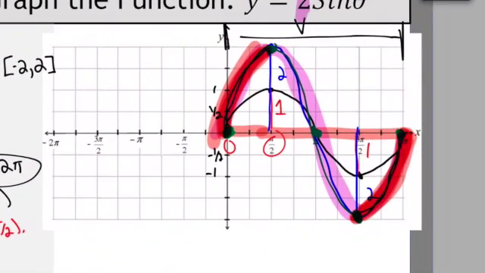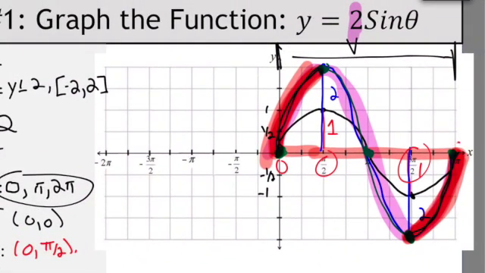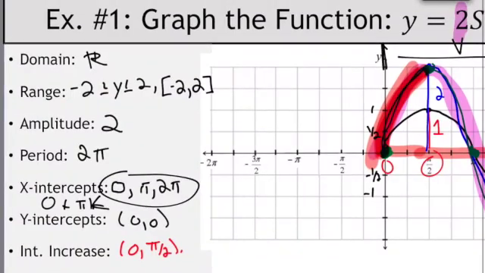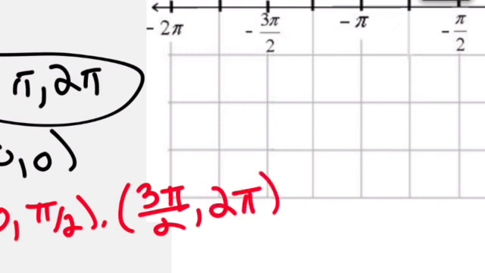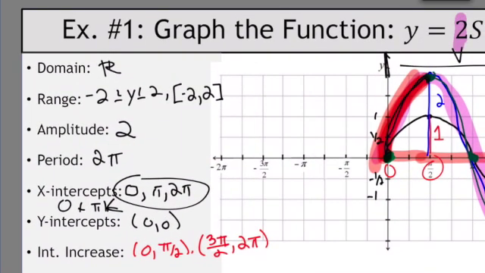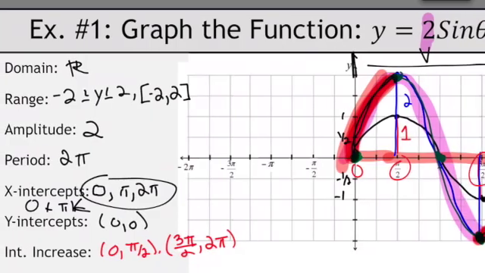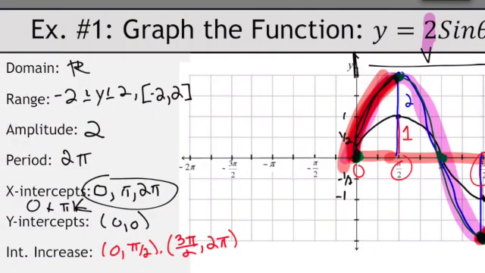Then it's increasing from 3 pi over 2 all the way to 2 pi. Okay, now we need to find out where is it decreasing. So it is decreasing.